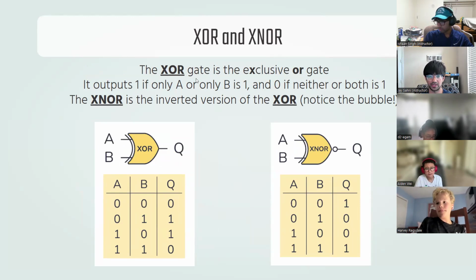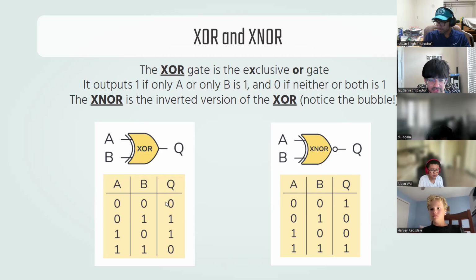This is going to be our exclusive OR gate, or XOR. There's multiple pronunciations, I think. But what this gate does is that if A and B are different, yes. I don't know if I made that clear. This is supposed to be memorized, what they do.